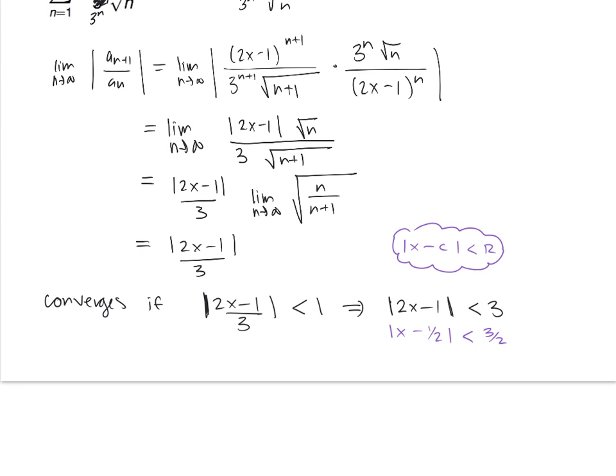Just be aware that that could be why you're getting your R wrong if WebAssign is doing some kind of funky randomizing on me. If it changes this number in front repeatedly, it's just going to change your radius. So your R is 3/2. And if you don't see it there, you'll see it once we make our interval.